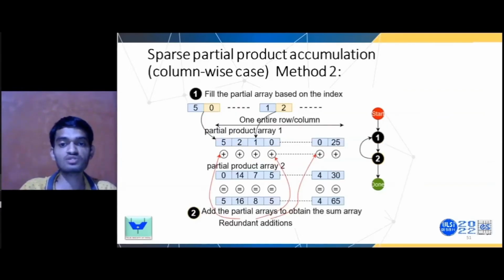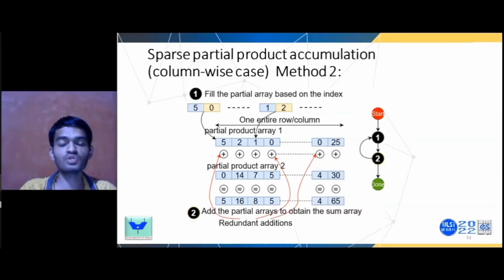The next method is to convert the sparse partial product into a dense partial product using the index data that is present along with the value. The registers are filled with the values using these indices, and then the contents of the registers are added just like in the dense format.